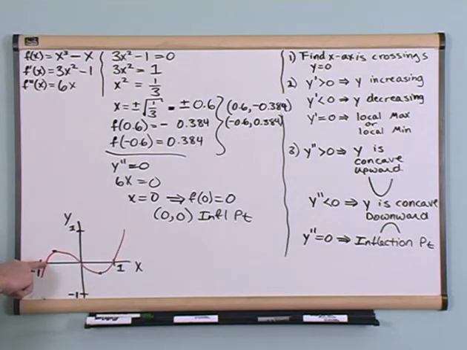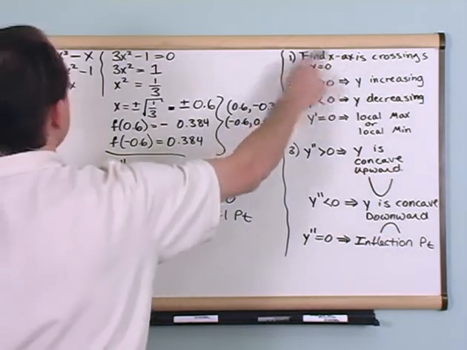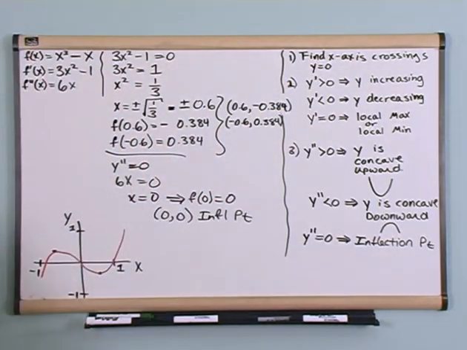Now to get accurate values of where the curve crosses the x-axis, you could set your function equal to 0 and you could solve for those. I'm not going to do that here in this problem, but you could do so.